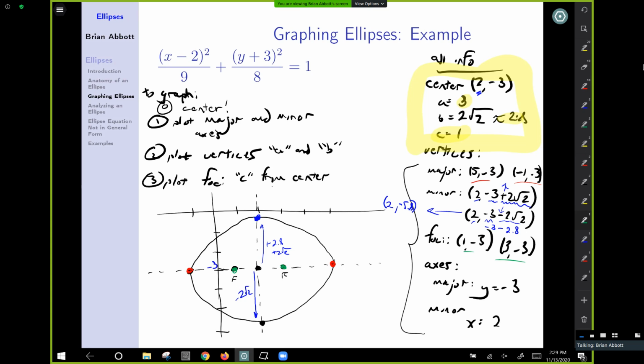And now the last thing to label are our horizontal and vertical lines that are the major and minor axes respectively. Well, the horizontal line that goes through the center, y is -3. This is y equals -3. And the vertical line through the center, x is always 2, x equals 2, and that's how you find the major and minor axes, respectively. So that's the end of this example. That's a good place to stop.